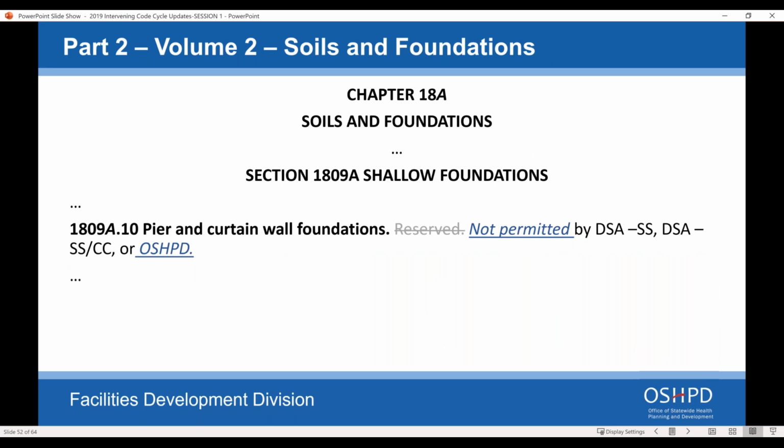Yeah, so pier and curtain wall foundations, currently they were just reserved, and now DSA said we want to say not permitted, so OSHPD said fine. Next.